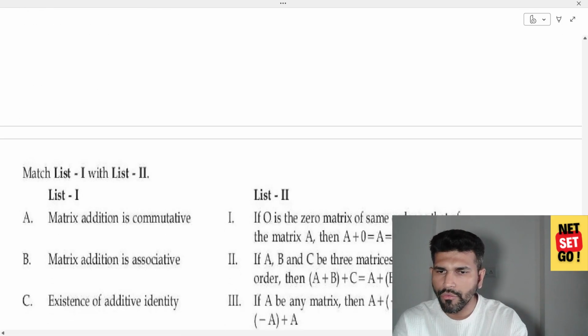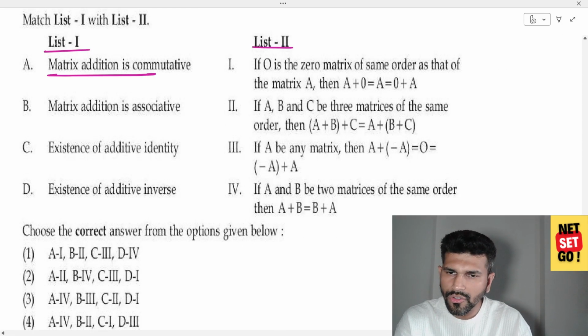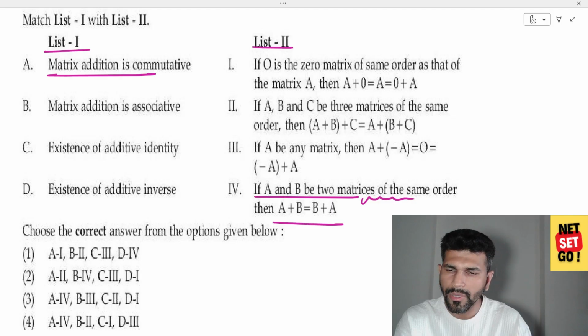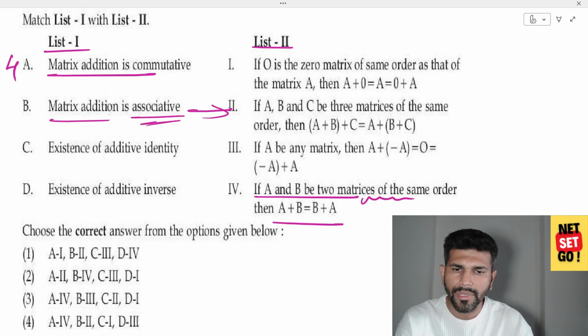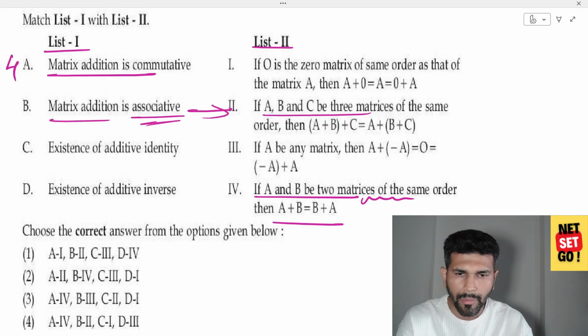Next, question number 46, match the list 1 and 2. Matrix addition is commutative. If A and B are two matrices of the same order, then A plus B equals B plus A. A4. Matrix addition is associative. If A, B, C are three matrices of the same order, then A plus B plus C equals A plus B plus C.